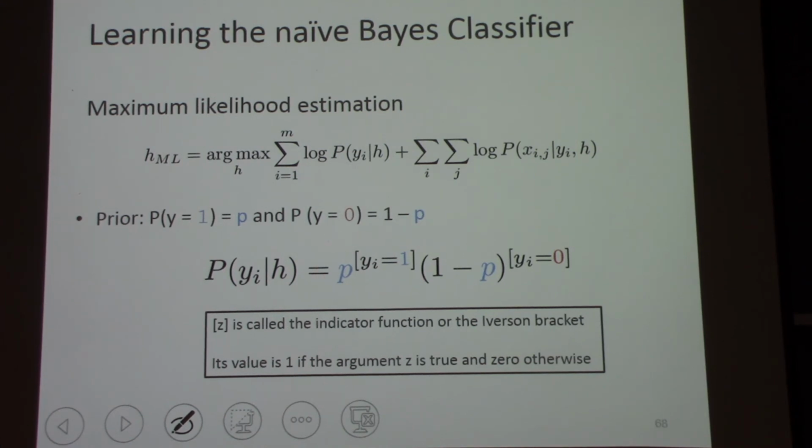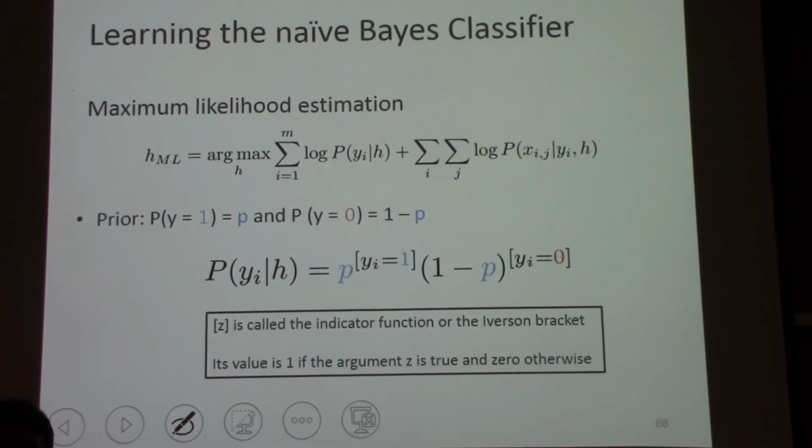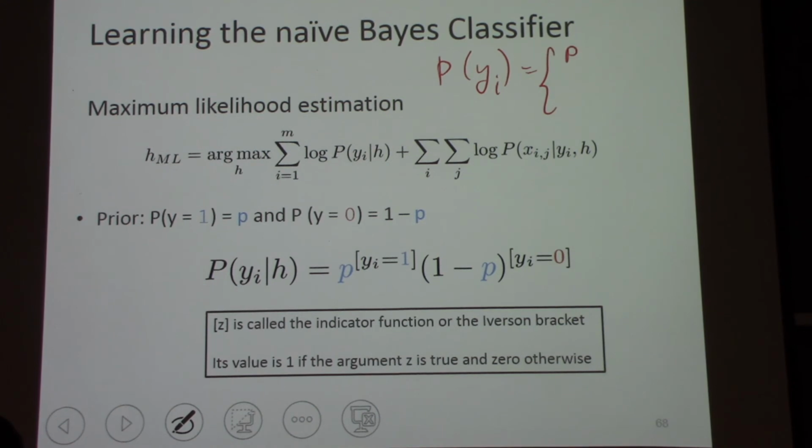So think about it this way. The Iverson bracket, or the indicator function, is simply a function that takes a Boolean and returns 1 or 0. It takes a proposition, and if the proposition is true it returns 1, and if the proposition is false, its value becomes 0. So this quantity we know has to be either p or 1 minus p by definition, right? Let me write the expanded version of this.